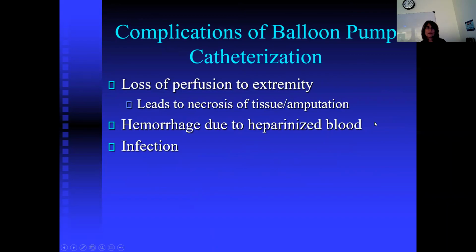So when patients have a balloon pump put in, it's possible that the blood flow to the leg, where the femoral artery has been catheterized, can be poor, and they can actually have to have their leg amputated because the tissue starts to die. I know that's not a nice complication, is it? Another complication is they can hemorrhage because all of their blood is heparinized. And then, of course, anytime you have a catheter going through the skin and into the body, it opens up the possibility for bacteria to get in and start growing.